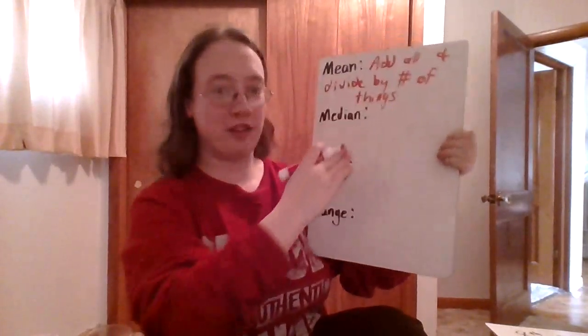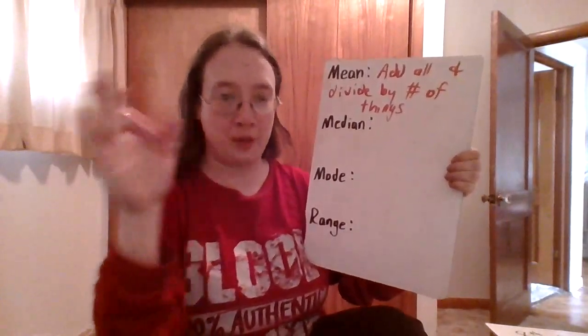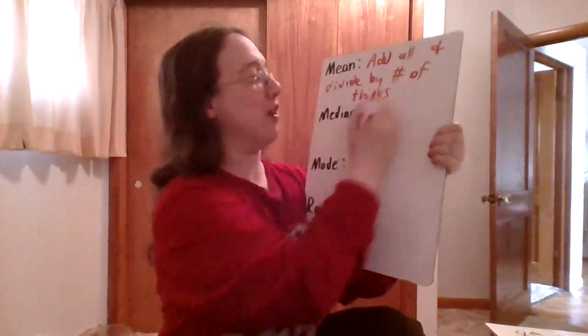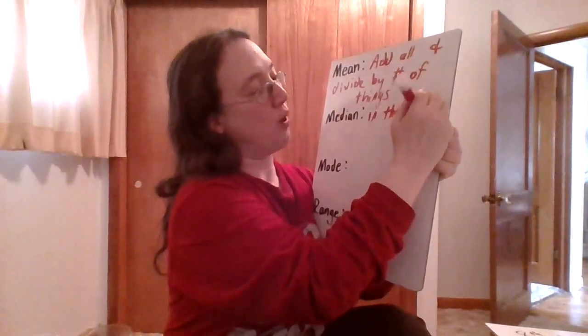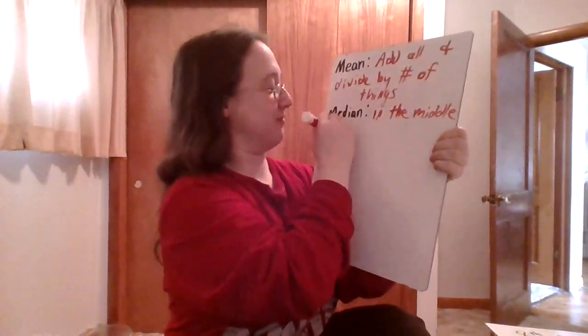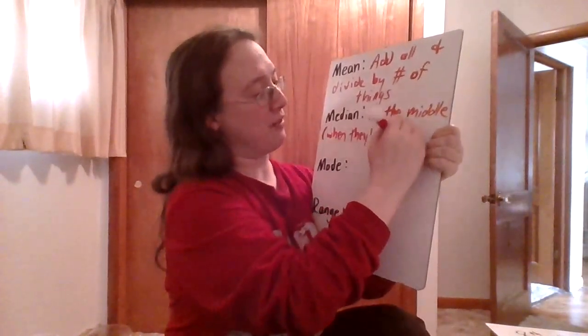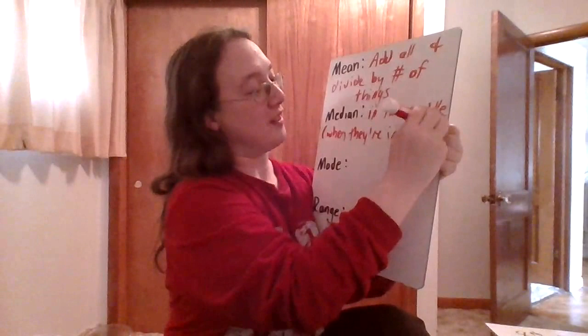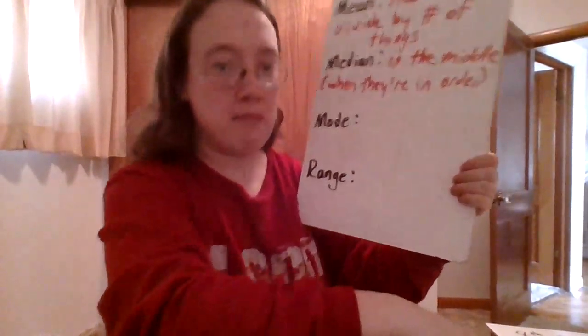Your median is the one that's in the middle once they're in order, either from biggest to smallest or smallest to biggest. So it's in the middle once they're in order. Your mode is the number that happens the most often.